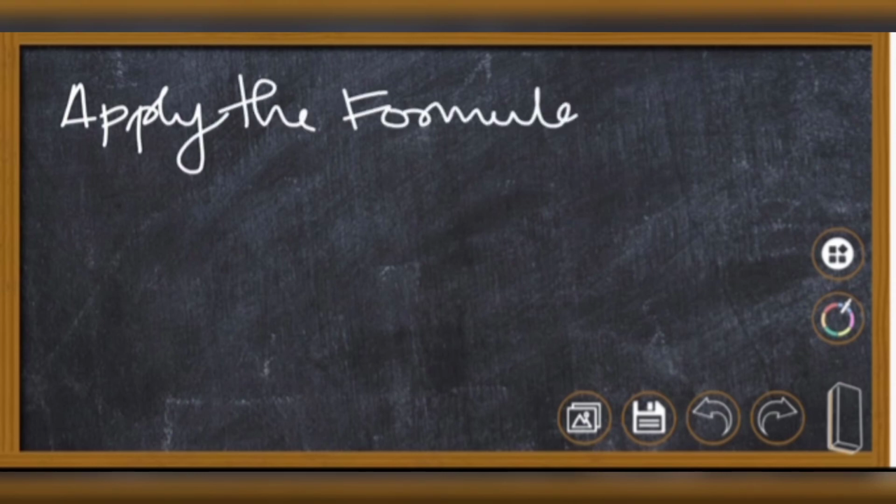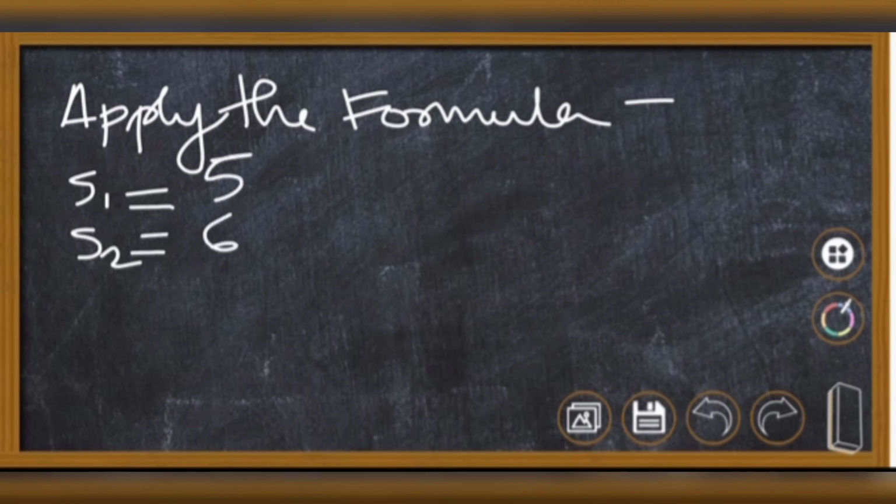when S1 and S2 are given. Okay, what is S1 and what is S2? S1 is equal to 5 km per hour and S2 is equal to 6 km per hour. Okay, T1 and T2 are given. T1 is 5 minutes late and T2 is equal to, he reaches on time, so that is equal to 0.